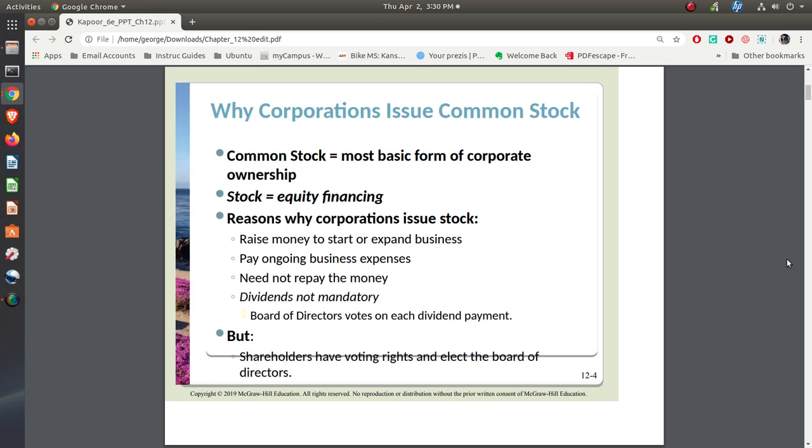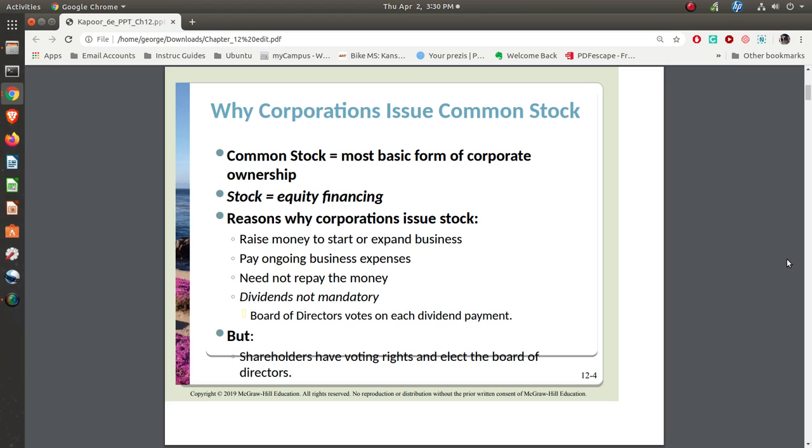Now, what common stock is: you purchase stock, you are actually now an owner in the company. You buy shares and you're giving them money so that they can fund ongoing operations and things like that. As it says here, raising money, paying ongoing business expenses, things like that. But you're an owner in the company, and because of that, you have various rights.